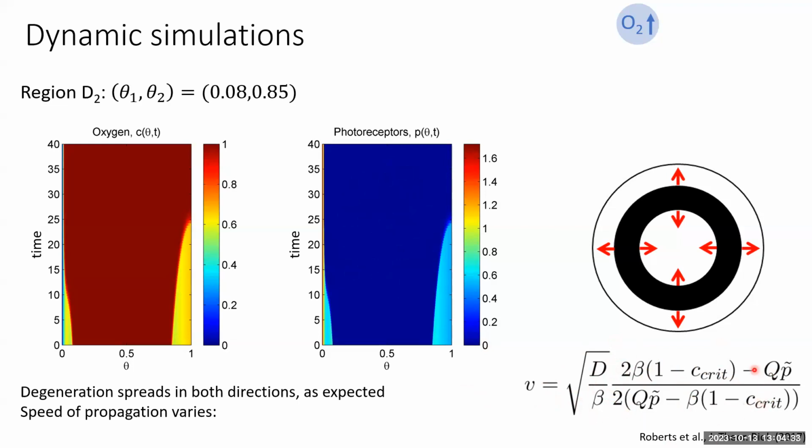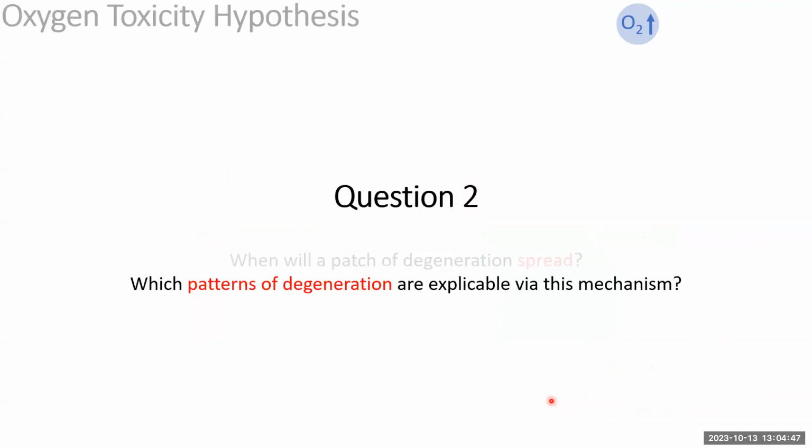And this incidentally shows that the rate of propagation of degeneration is a monotone decreasing function of the local photoreceptor density. So if the photoreceptor density is lower, the wave of degeneration will propagate faster. So that answers the first question as to when a patch of degeneration will spread.